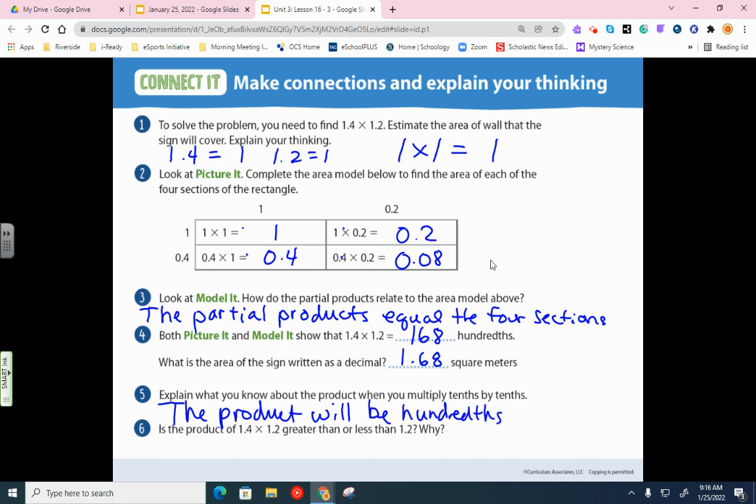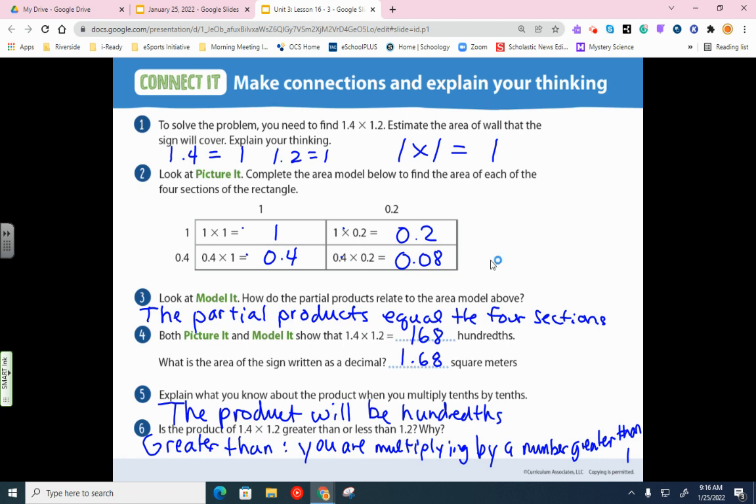Is the product of 1 4/10 and 1 2/10 greater than or less than 1 2/10? It's greater than, because you are multiplying by a number greater than 1. Greater than 1. Okay. As always, you can skip 7.